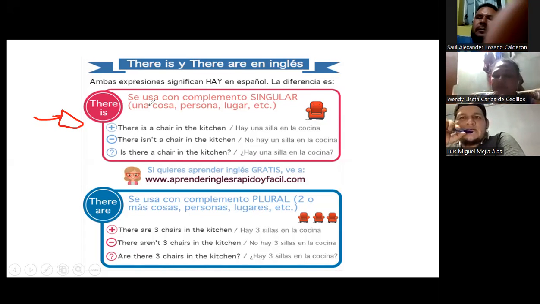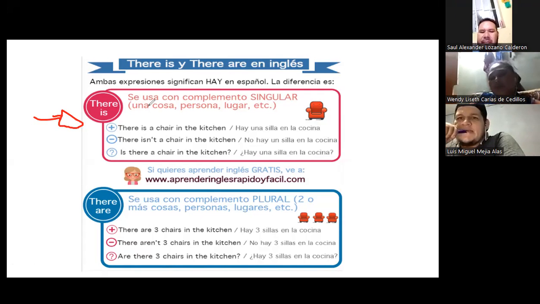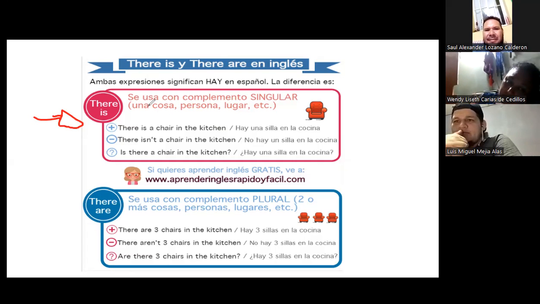Se usa con complemento singular. Una cosa, una persona, un lugar. Los ejemplos pueden ser: there is a chair in the kitchen. Hay una silla en la cocina. There isn't a chair in the kitchen. No hay una silla en la cocina. Is there a chair in the kitchen?